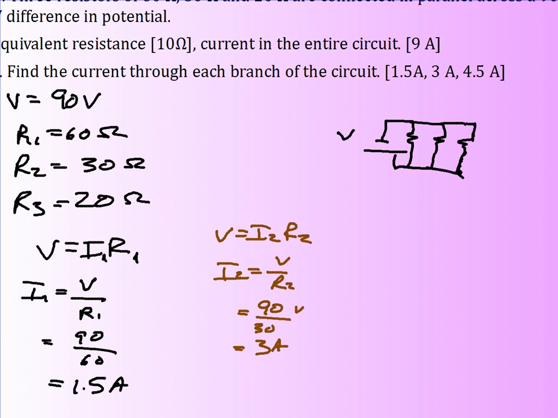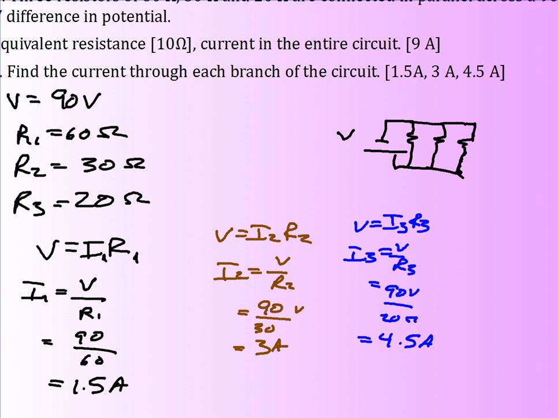Let's switch colors again. So V is I3, R3. So I3 is V divided by R3, which is 90 volts divided by R3, which is 20 ohms. So that is 4.5 amps.